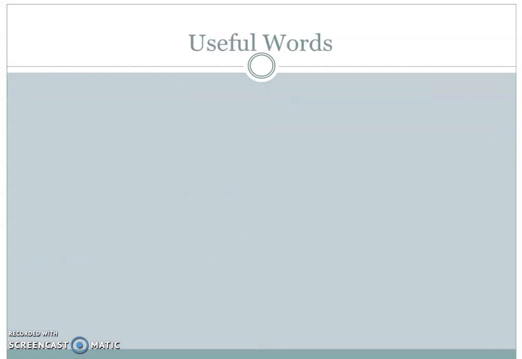Okay, before we start, we are now in Unit 7. We will have a brief description of the lessons that we are going to learn for this unit. Before we discuss some useful words for this unit, I will just give you a brief overview of what we are going to learn.